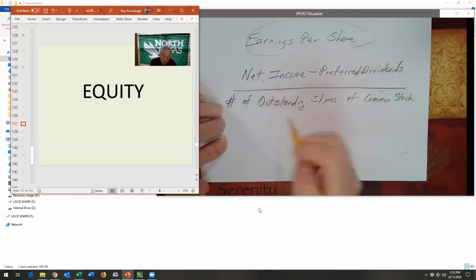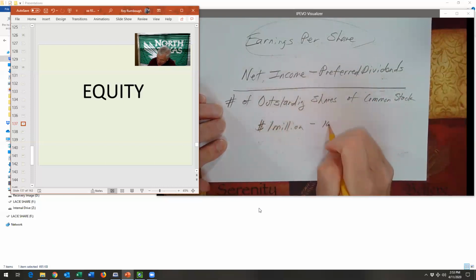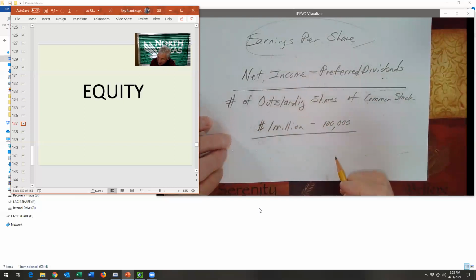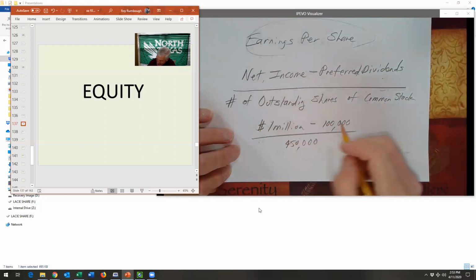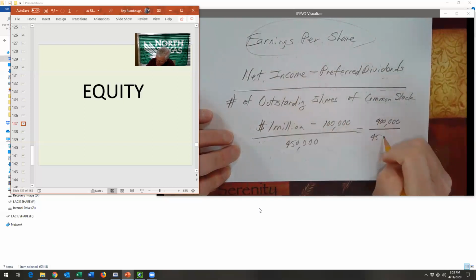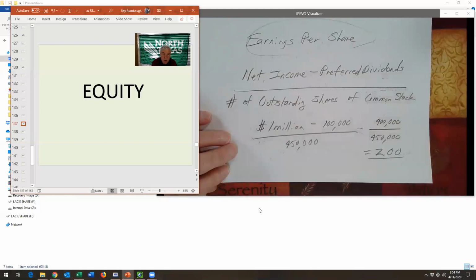So, pretty easy math here. Let's say the company made $1 million and they paid preferred dividends of 100,000, and they had 450,000 outstanding shares, and it's a weighted average throughout the year. We won't get into that. So my answer would be 1 million, that'd be 900,000 divided by 450,000 equals $2. So my earnings per share equals $2.